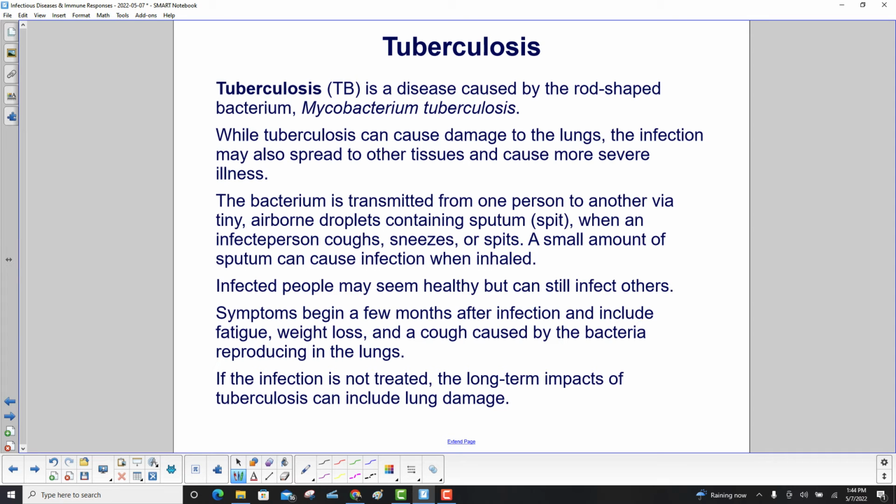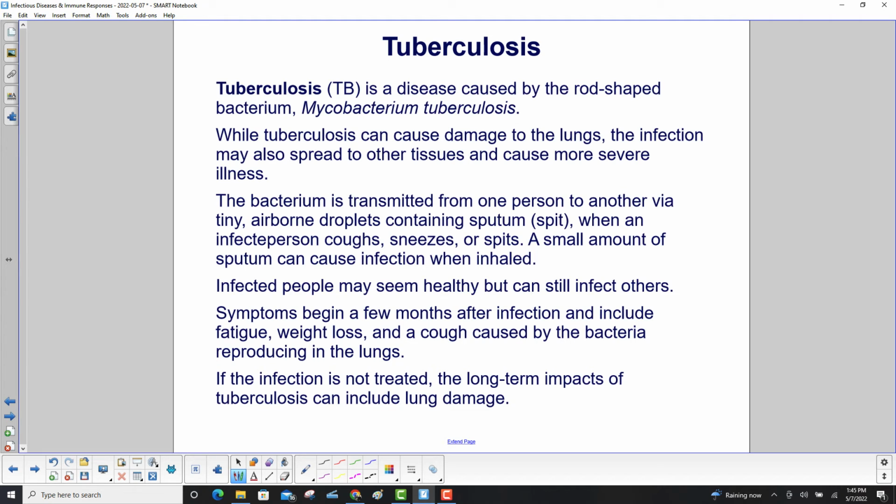Tuberculosis is a disease caused by the rod-shaped bacterium, Mycobacterium tuberculosis. While tuberculosis can cause damage to the lungs, the infection may also spread to other tissues and cause more severe illness. The bacterium is transmitted from one person to another via tiny airborne droplets containing sputum, known as spit, when an infected person coughs, sneezes, or spits. A small amount of sputum can cause infection when inhaled. Infected people may seem healthy, but they can still infect others.